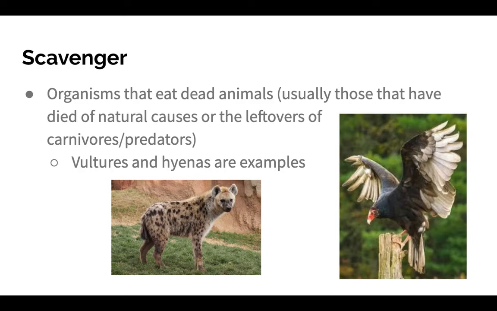There's another kind of decomposer called a scavenger, and these are going to be animals that eat dead animals, typically ones that have already died of natural causes or might be leftovers from other carnivores or predators. So a couple of examples of that would be vultures or hyenas. So they aren't necessarily hunting, they are more finding organisms that have already died and are breaking those down.